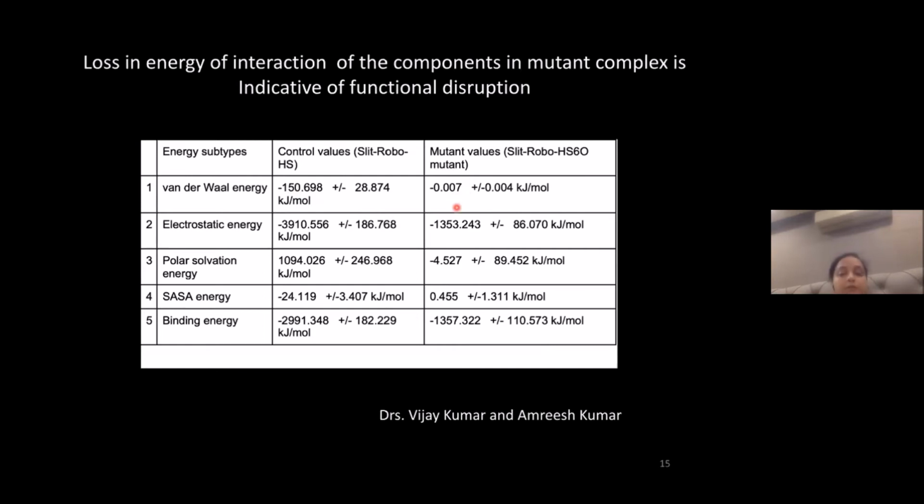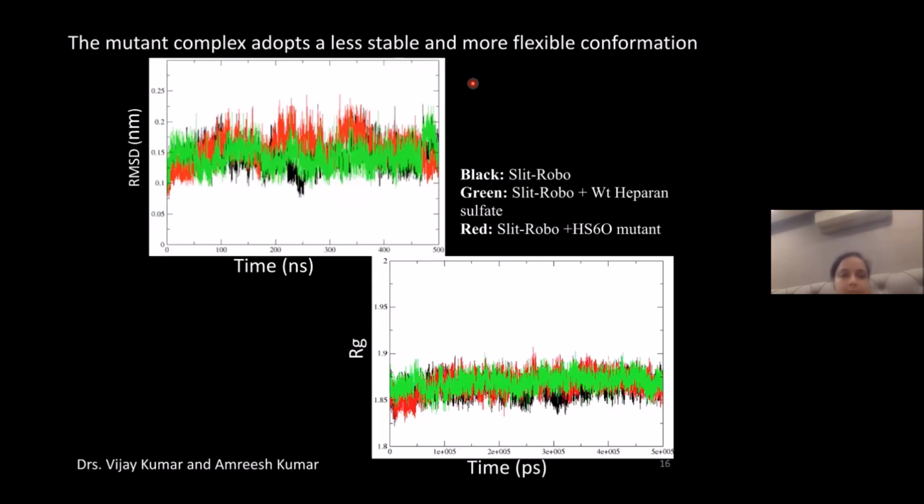So the mutant complex, again, to remind you, is Slit, Robo, and heparan sulfate minus the 6-O-sulfated residues. There was an overall decrease in the energy of interaction of the components in the mutant complex. Vijay also did RMSD, which is root mean square deviation. Of course, I'm not the expert here. He would be a better person to describe it.